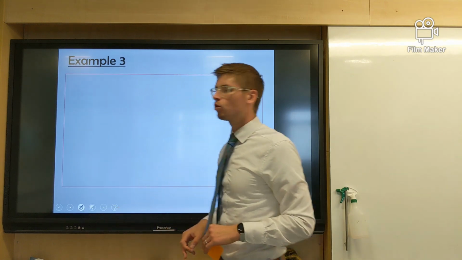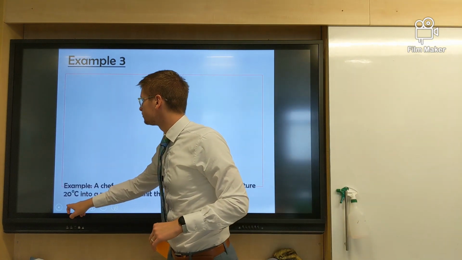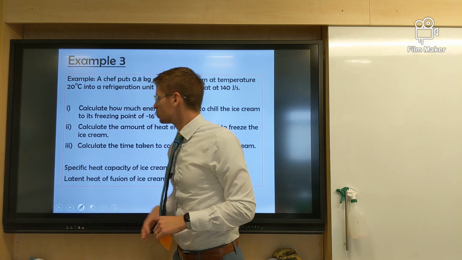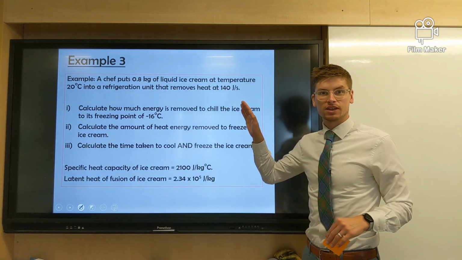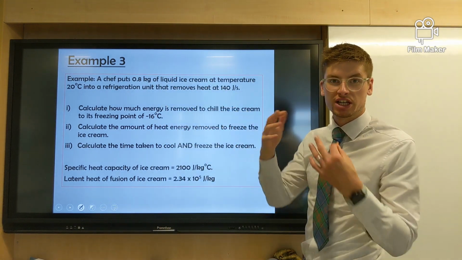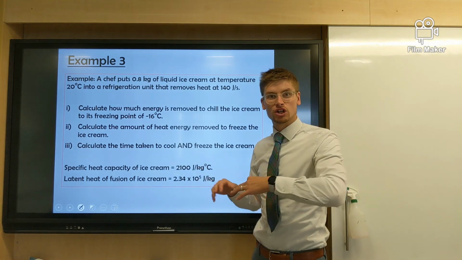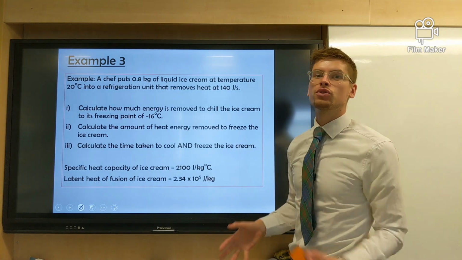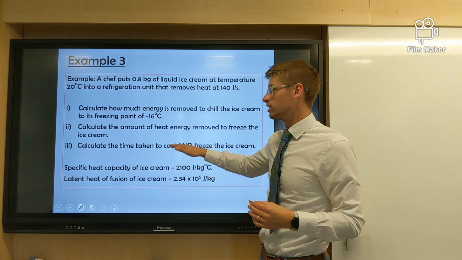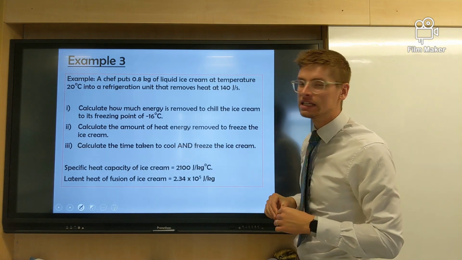Now, this one's more important, and I feel this one's more tricky. What we're going to do is, first of all, find the specific heat capacity, or heat energy for a change in temperature. Then we're going to find the heat energy for a change of state. Then we're going to add those energies together to answer 3. Calculate the time taken to cool and freeze the ice cream.